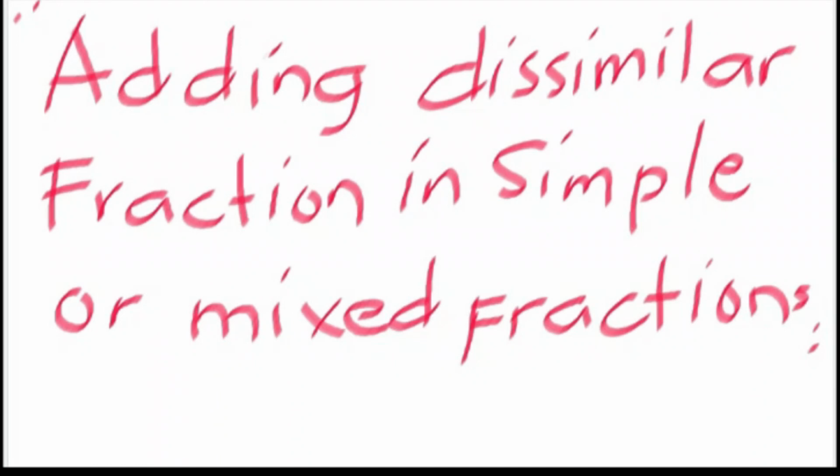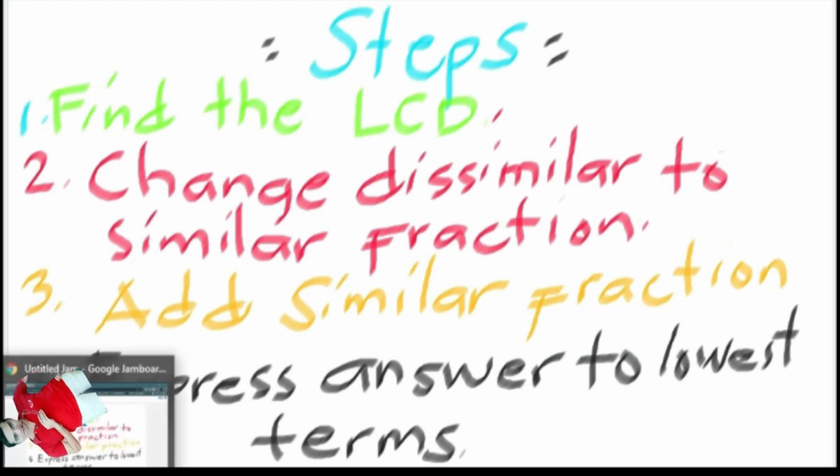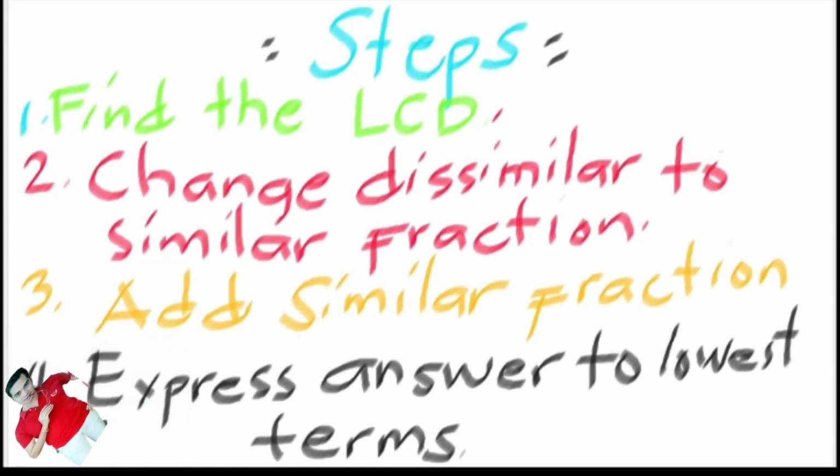In simple or mixed number with or without regrouping. To solve the problems of adding dissimilar fraction, we have the steps to be followed. First, find the LCD. Second, change dissimilar fraction to similar fraction. Third, add similar fraction. Fourth, express answer to the lowest term if necessary.